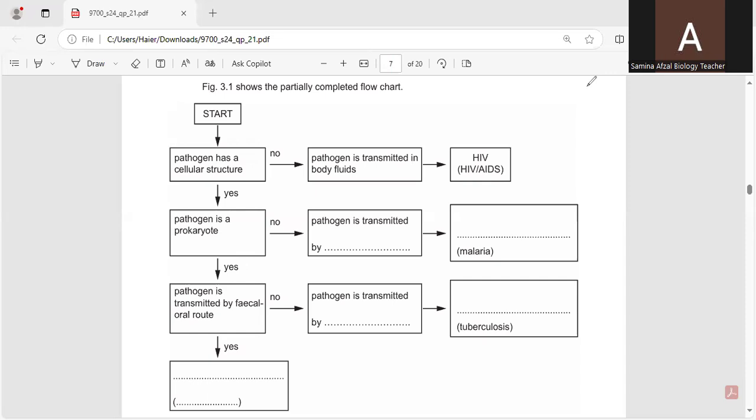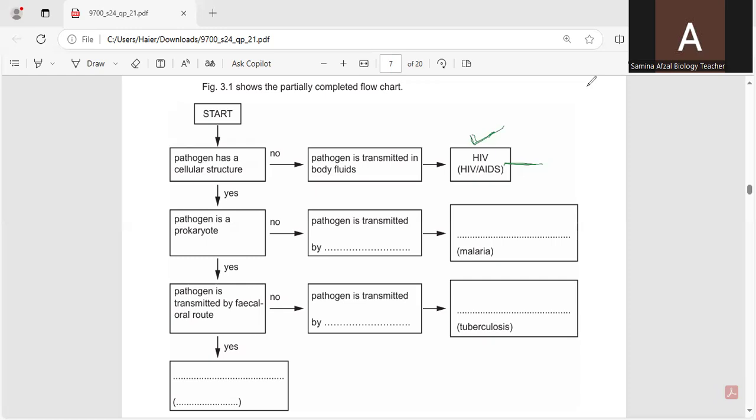If we go on this side, the pathogen is transmitted by fluid. So it is HIV, human immunodeficiency virus, and the disease caused by it is AIDS, acquired immune deficiency syndrome. In this way, the pathogen does not have a cellular structure, but it is transmitted in body fluid. So HIV causes AIDS.